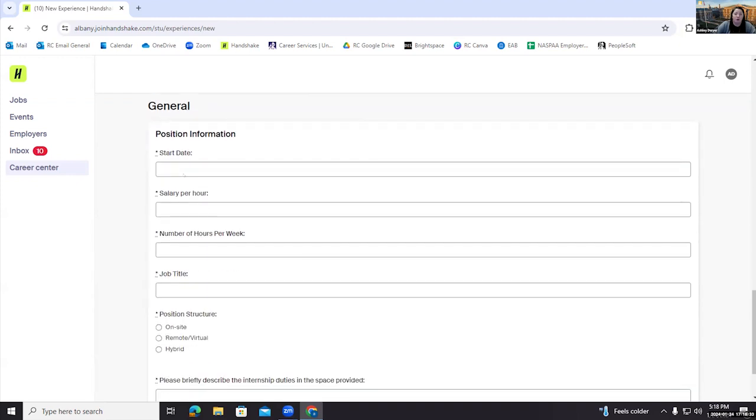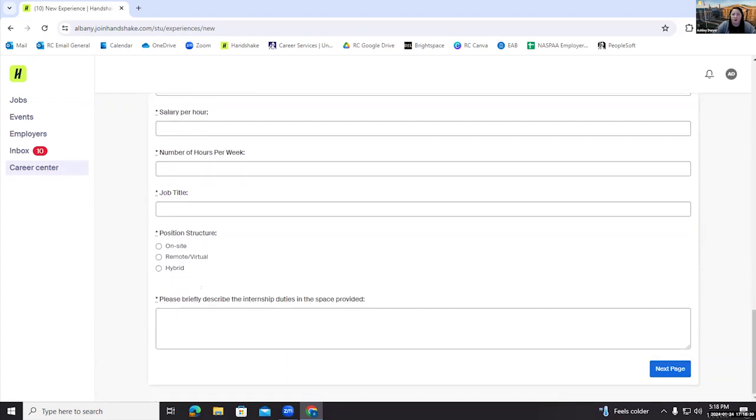Generally, you want to put the start date for the internship, salary per hour, number of hours per week, your title again, and then on-site, remote, hybrid. We know there's some redundancy in this form. There's only so many ways we can manipulate it. We're working on consolidating that, but be as detailed as possible. It's a 2-page form. It won't take you longer than 5 minutes to complete.